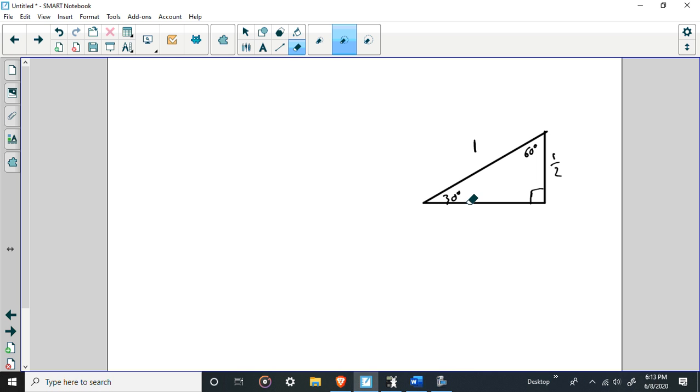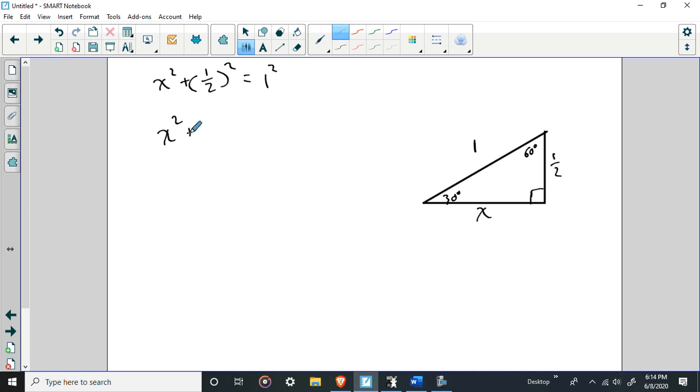Not yet, okay? Now, we only have one variable. So what can we say? X squared plus 1/2 squared is equal to 1 squared. Well, x squared is x squared. 1/2 squared is a half times a half, which is a quarter. And 1 squared is 1. We're going to subtract 1/4. And again, I know your temptation is to put it in a decimal. Don't do it. 1 minus 1/4 is going to equal 3/4.